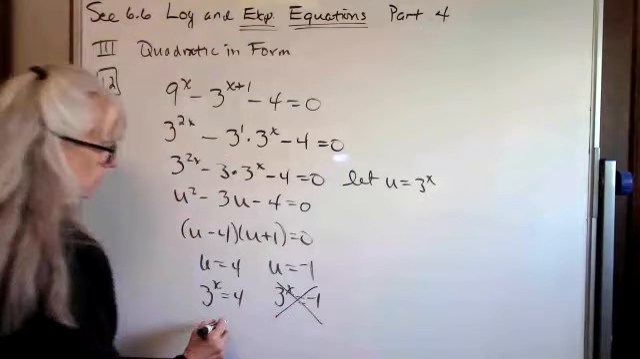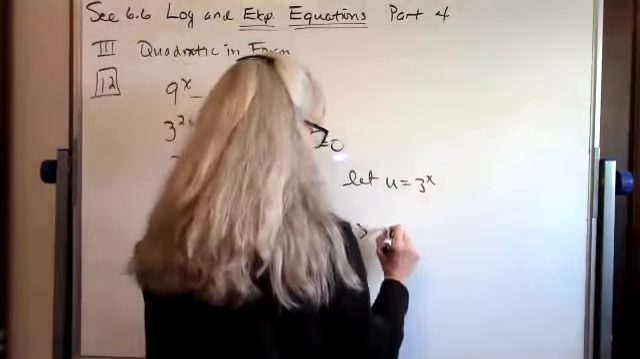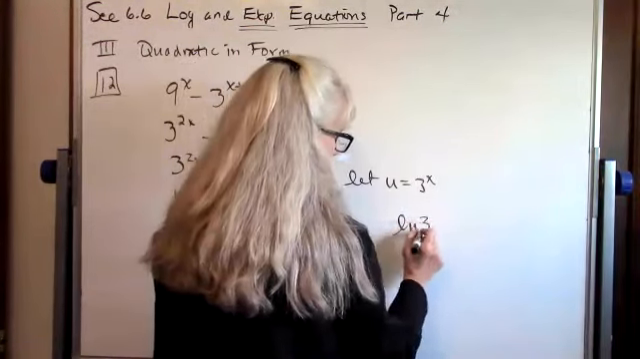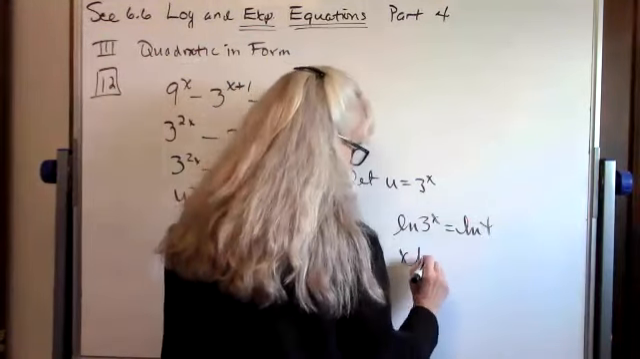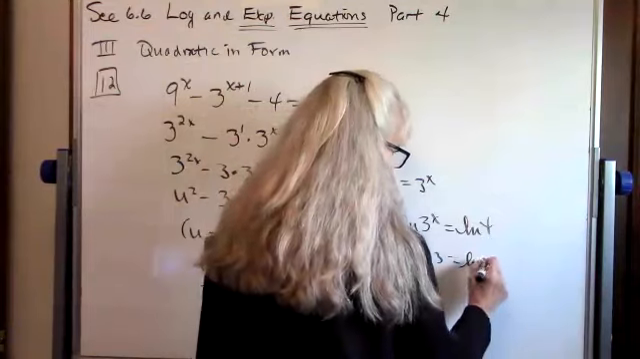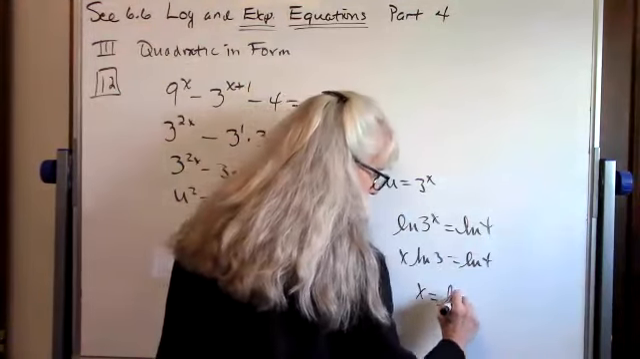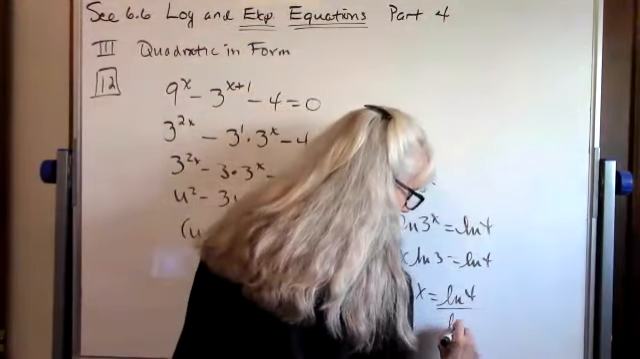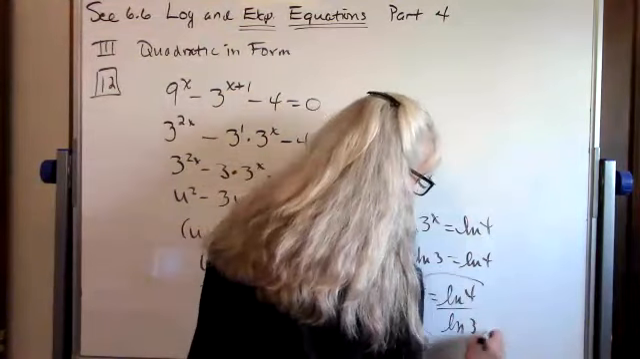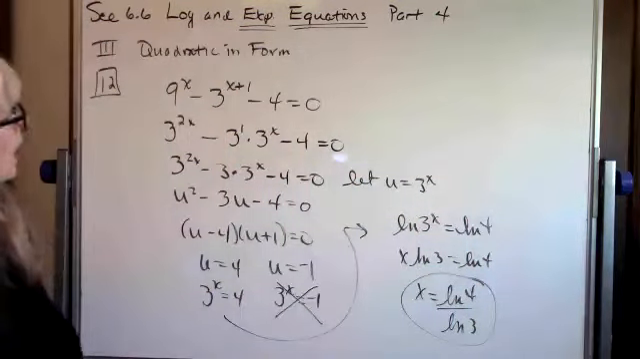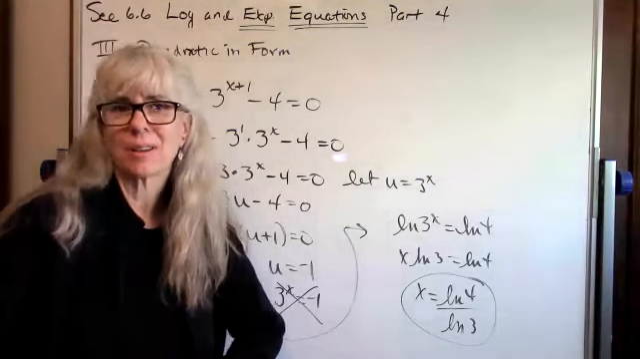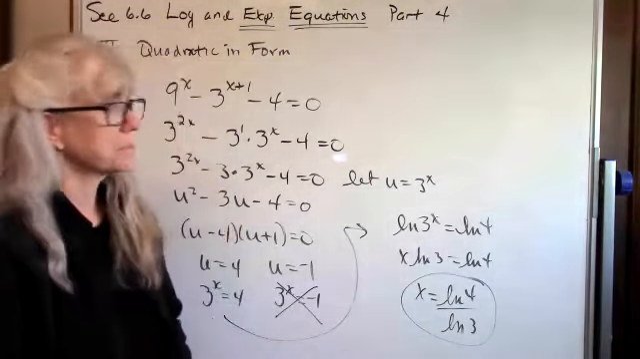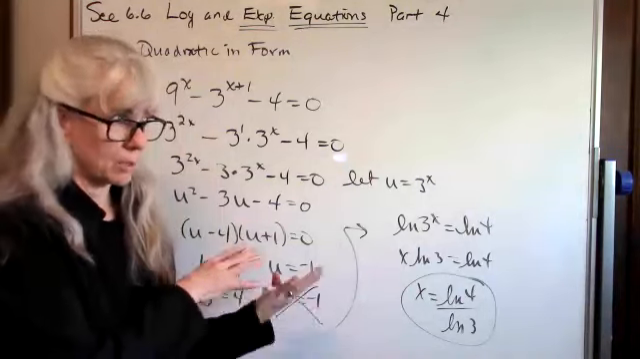So we'll take the log of both sides on this guy. That gives me the natural log of 3 to the x equals the natural log of 4. So x natural log of 3 equals natural log of 4. This is identical to what we did in the last one. So we end up with the natural log of 4 over the natural log of 3, and there's our solution. I think the quadratic in form problems are kind of interesting because we did this clear back in section 1.4. So we've done substitution before, but definitely not of something that looks like this.